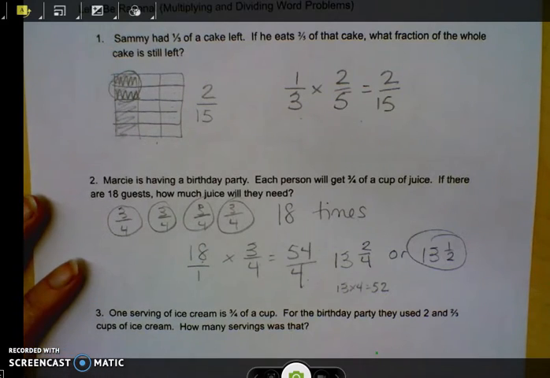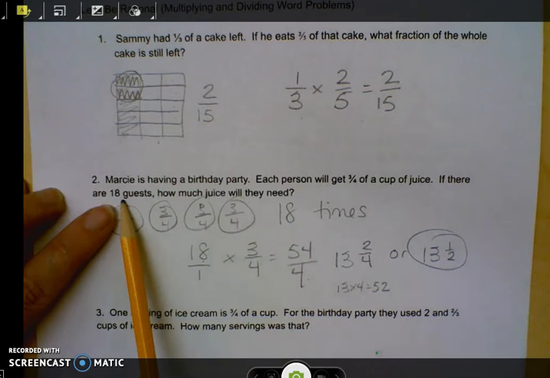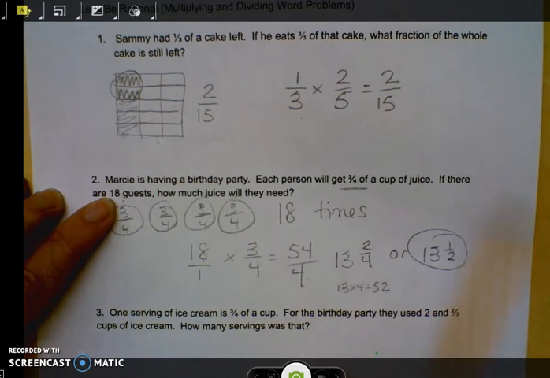Let's look and see if that answer makes sense. If I have 18 guests and each person is getting less than a cup of juice, we should have less than 18 cups, and my answer makes sense.